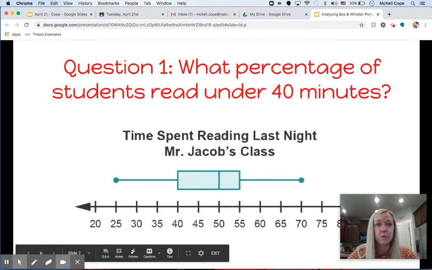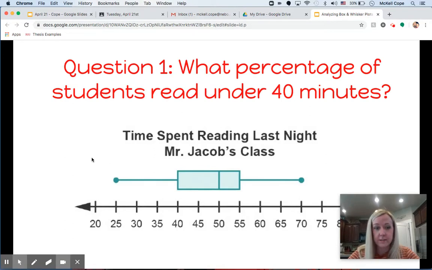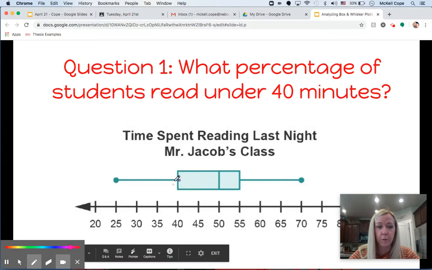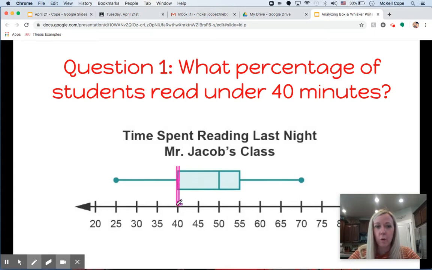Okay. So question 1. What percentage of students read under 40 minutes? My first thing I'm going to do is identify where 40 is at. 40 is right here. And it wants to know what percentage of students read under that. So that's going to be this whole group right here.